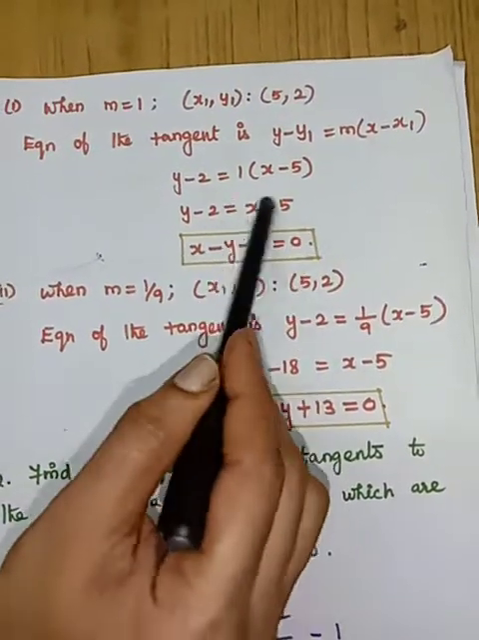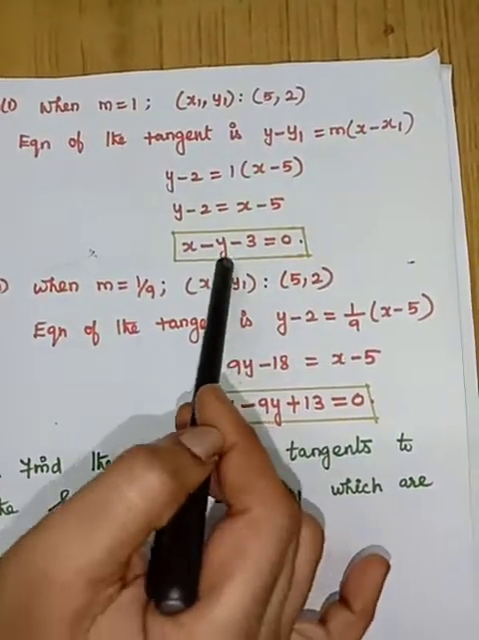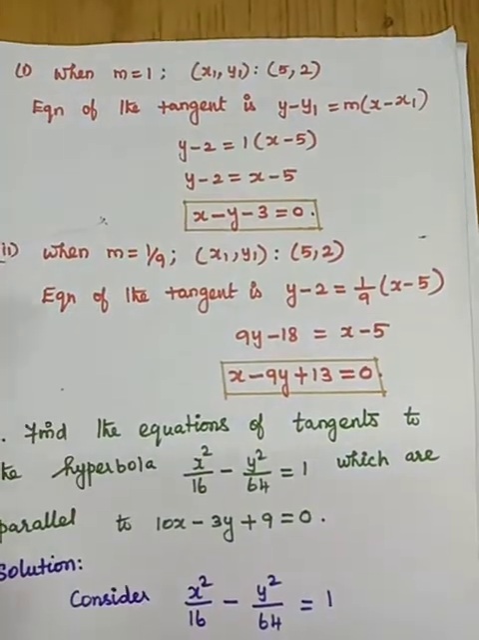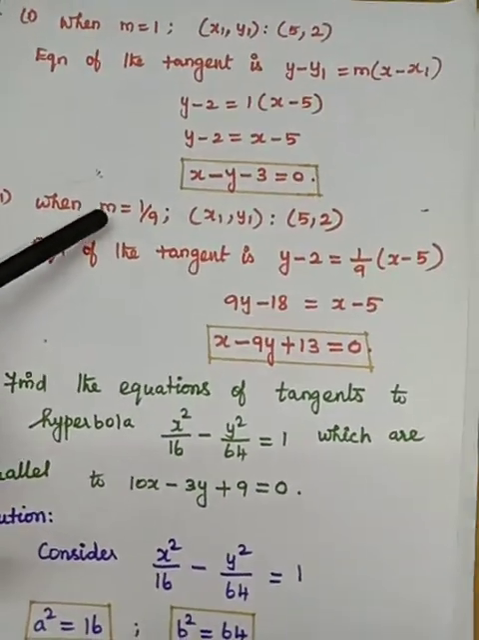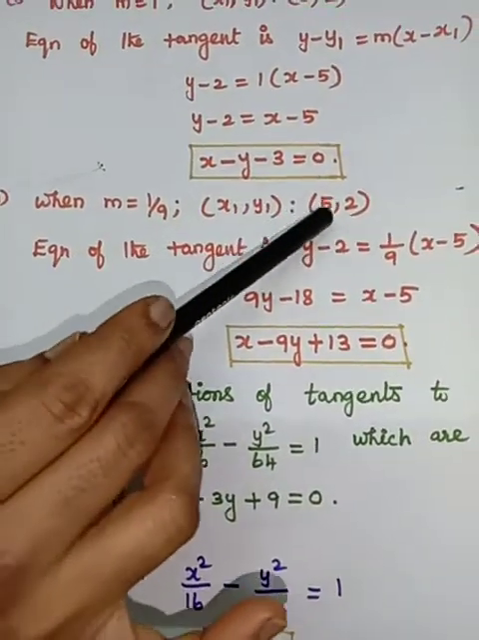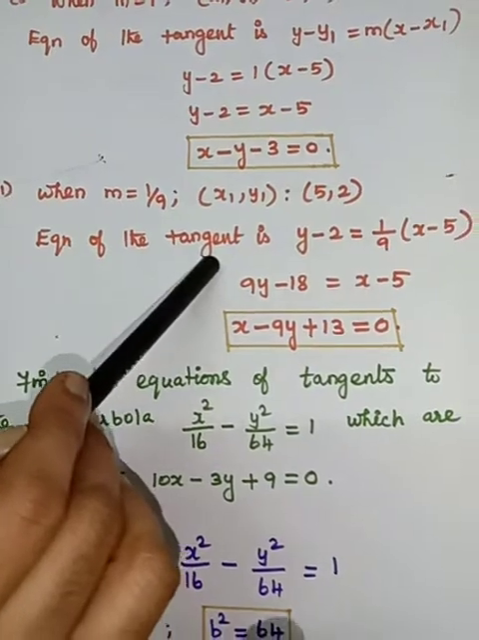You have to make x positive. Bring this term to the other side and calculate. You will get one equation, and that is the equation of the tangent. Similarly, for m is equal to 1 by 9, take the same point 5 comma 2 as x1, y1. You can write the equation of the tangent.